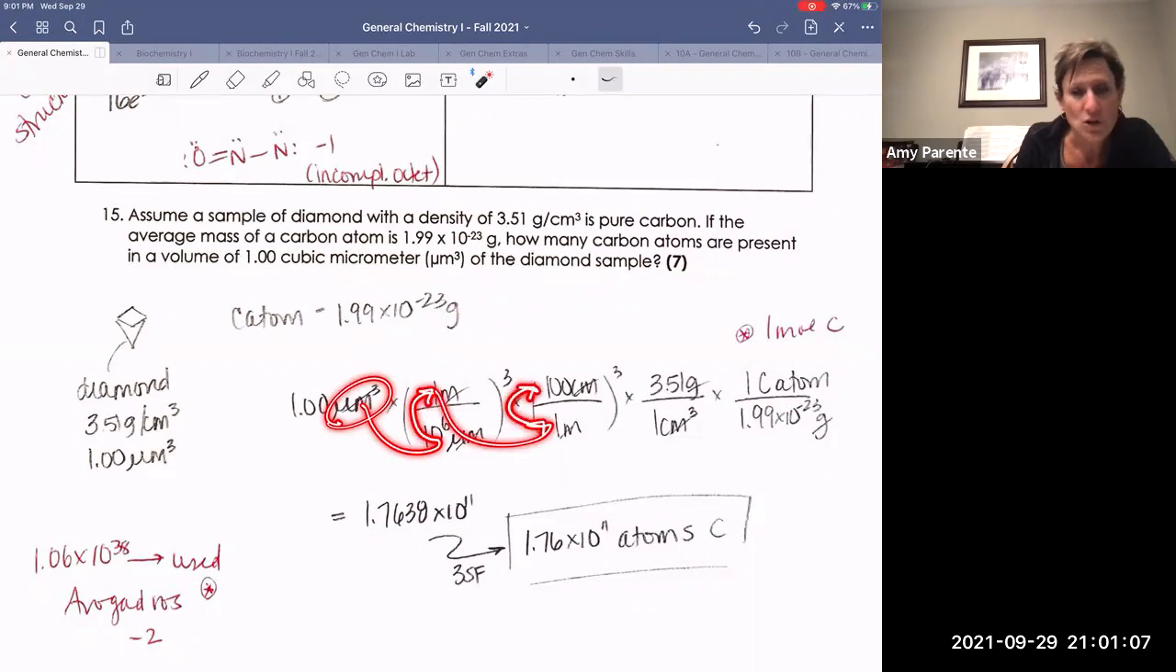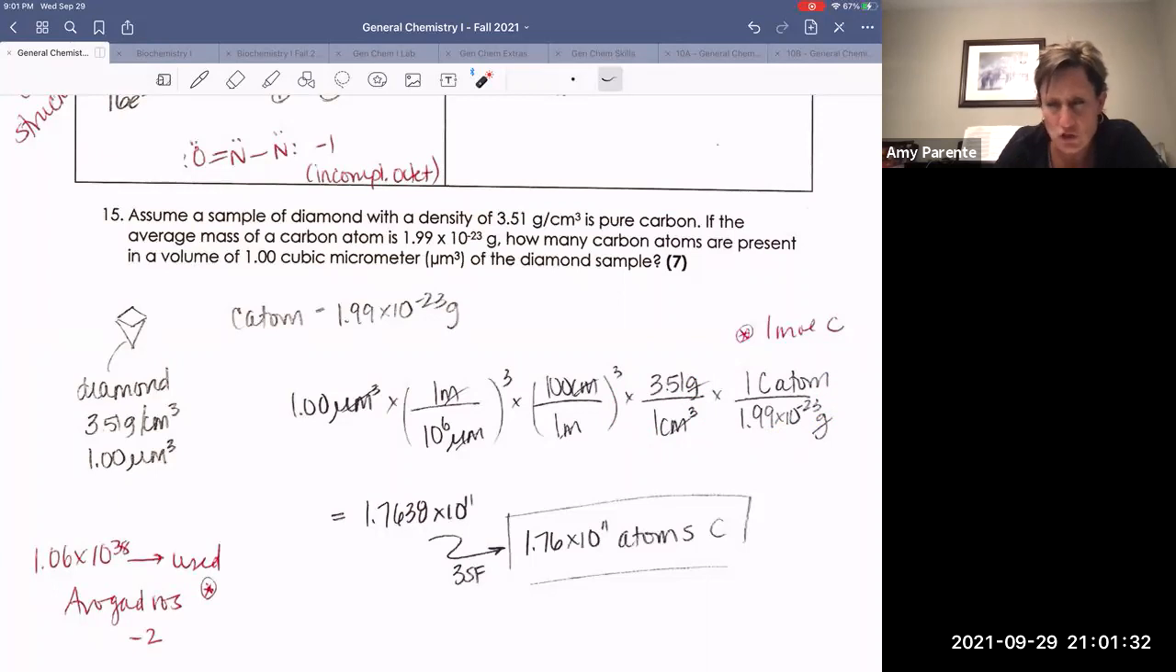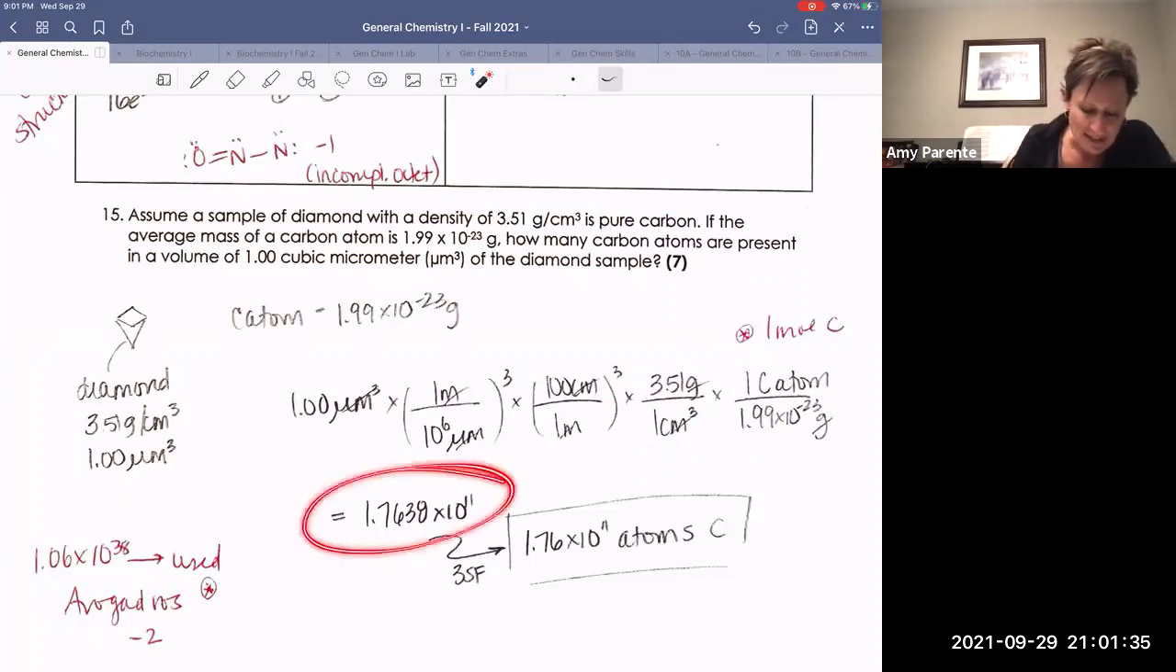And why it's important to go to centimeters, and notice here it's cubic centimeters, is that once I know the volume of my diamond in cubic centimeters, I can use my density to walk to a mass of diamond. And then once I know the mass of the diamond, one piece of information told me how many grams 1 carbon atom was. So stringing these unit conversion pieces together allows me to get the number of atoms that are in that little tiny crystal of diamond.